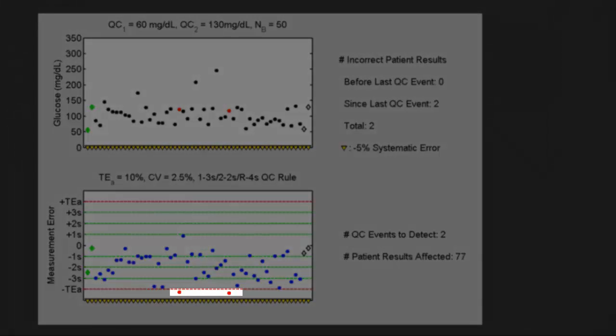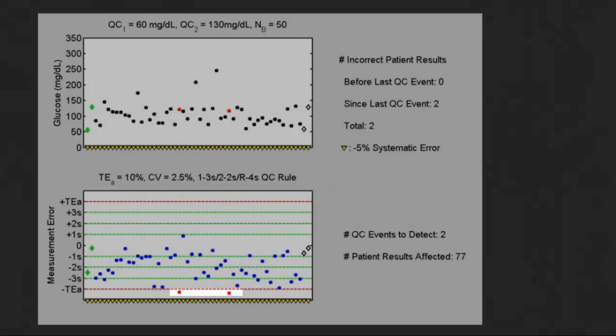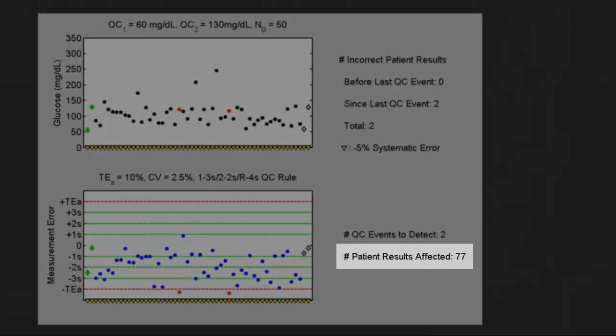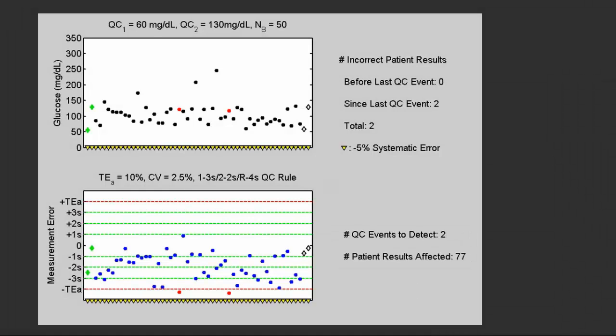Now we see two results that fail to meet the quality requirement. Note that all of the results are being affected by the 5% shift, but only 2 of the 77 results that have been affected failed to meet the quality requirement of plus or minus 10% measurement error. If you look at the actual glucose levels for the 2 points that failed to meet the quality requirement, there is no indication that those points are not fit for their intended use. Let's continue testing.